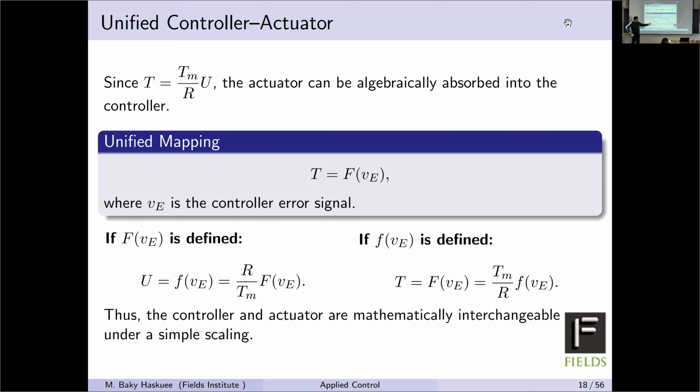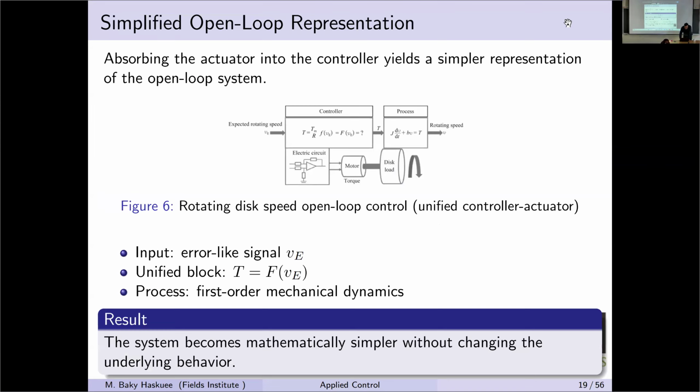Sometimes you have the feedback, okay? And also you have f of expected velocity defined, then the torque is defined like this one, okay? So here we have two functions, f capital and f small, depending on the information that we have. So the actuator can be represented by this unified control. So here we have this simplified one, as you see here. I represented it mathematically, and this is the process.